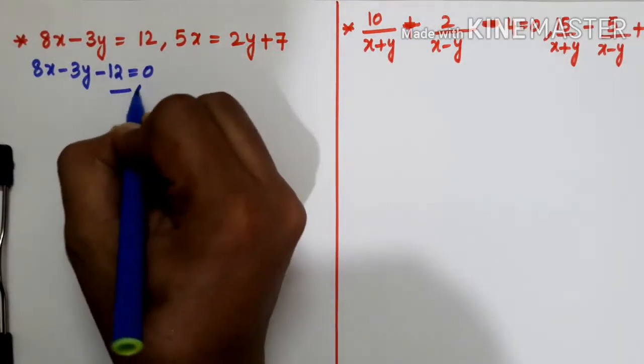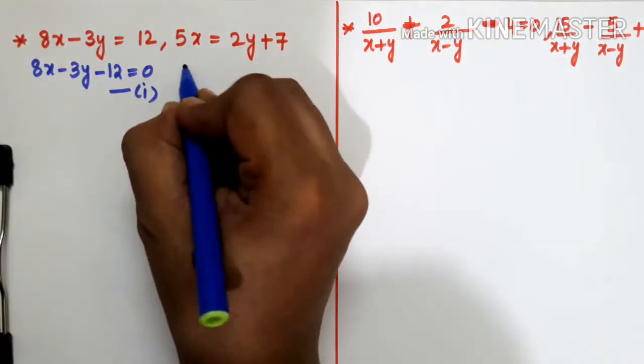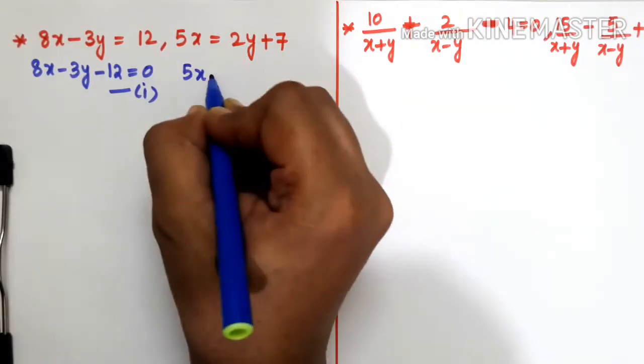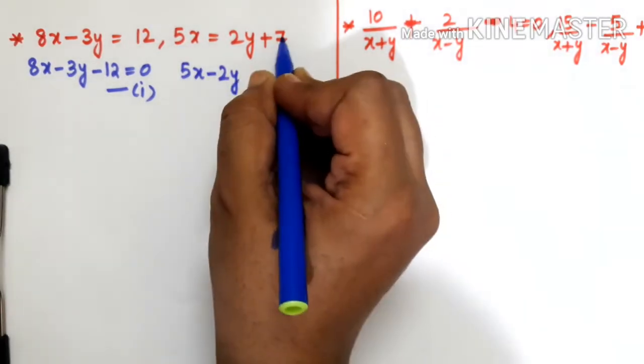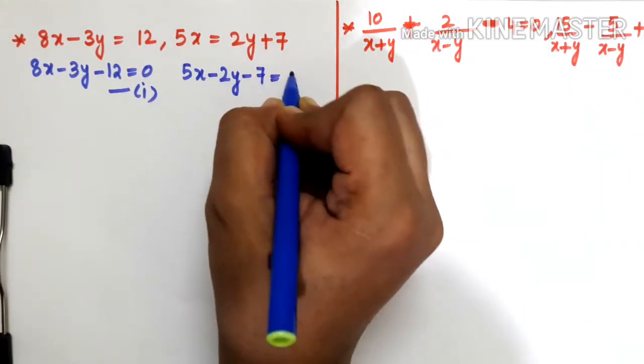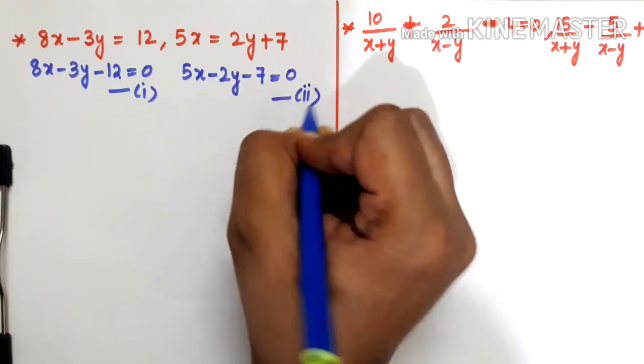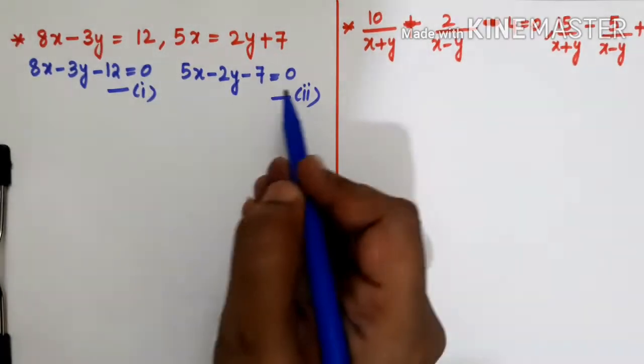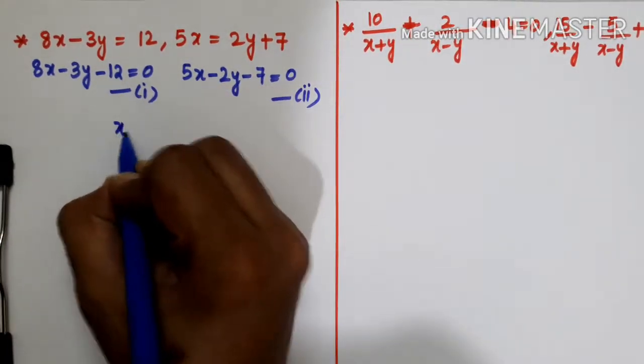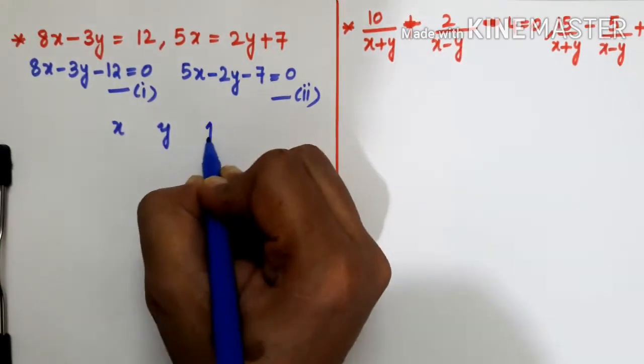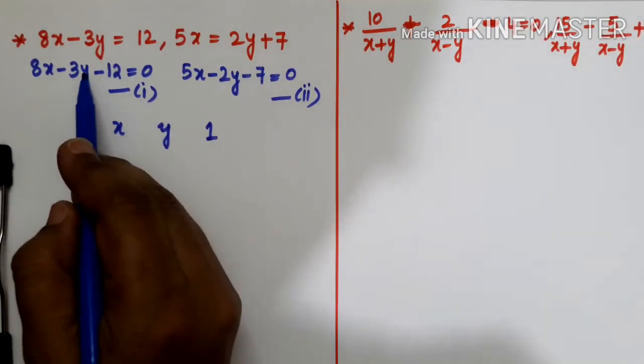Okay, so let us name this as equation 1, and then 5x, this plus 2y will become minus 2y, then plus 7 will become minus 7 and equals to 0. So let us name it as equation 2. Fine, equation 1, equation 2. Now let us take x, y and 1. Okay, so start from here.